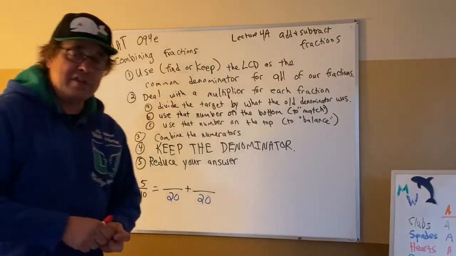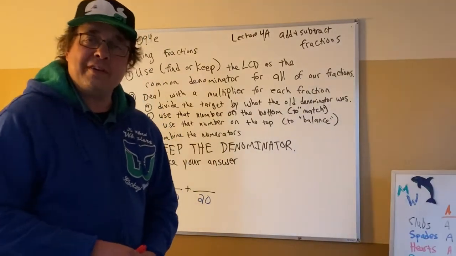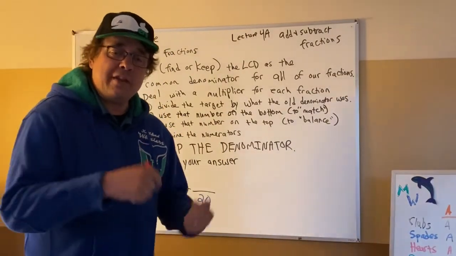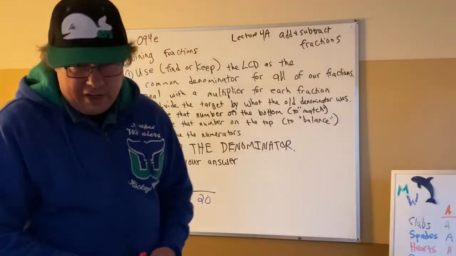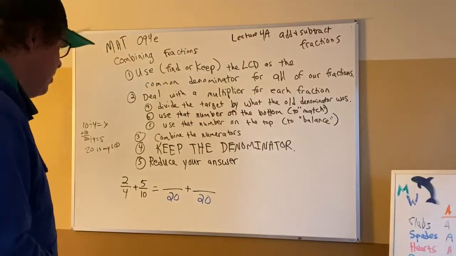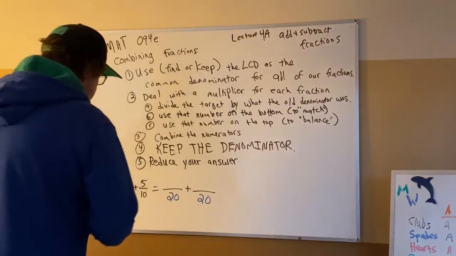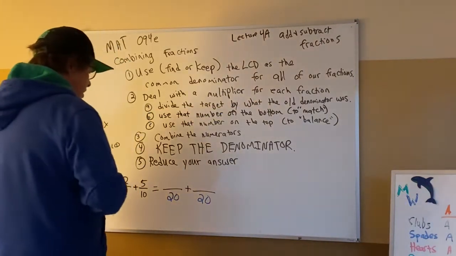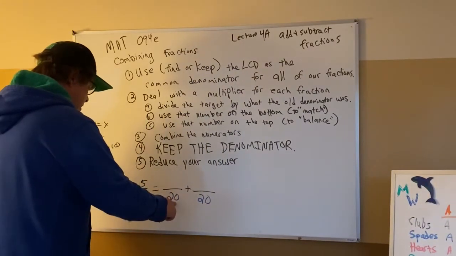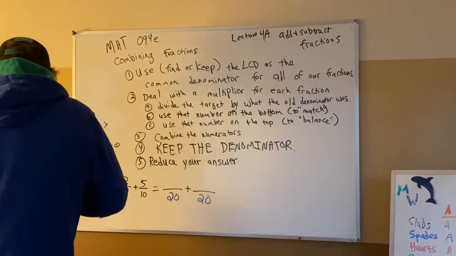I'll ask you a question. 20 of a certain coin is worth $1. You need 20 of these to get to $1. It's not a dime, you need 10 dimes. Turns out we need 20 nickels. Well, let's see what's going to happen here. This says, divide the target by what the old denominator was. The target is a 20. So we'll take our 20 and divide by 4.